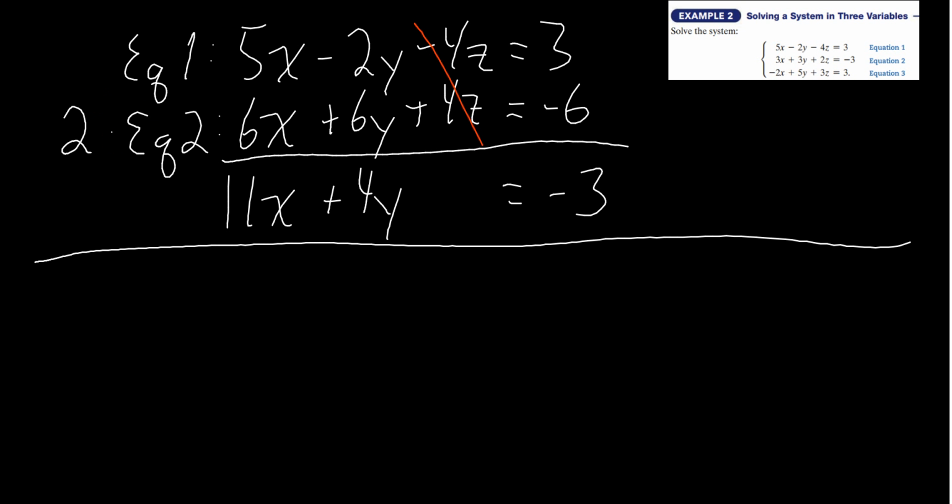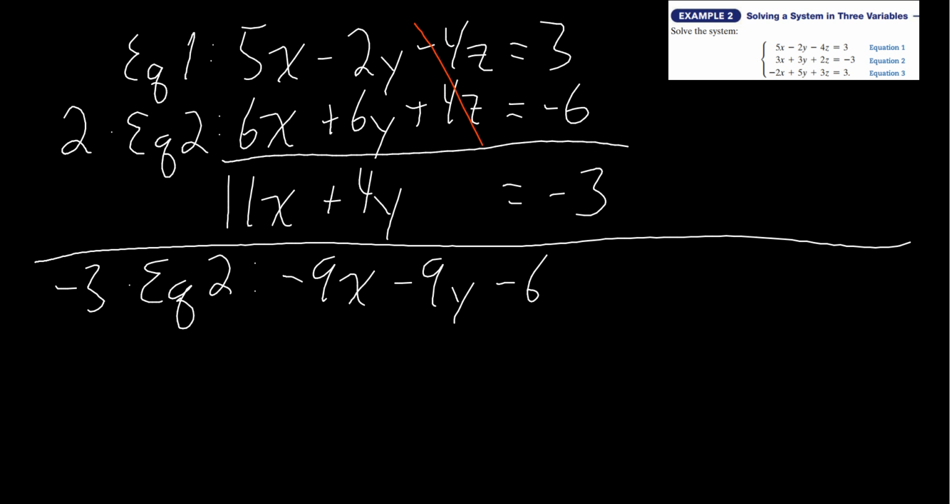Now, again, the whole point of this is I'm going to get rid of the z, and then I'm going to have 2 equations with 2 variables. This equation has an x and a y, and between equation 2 and equation 3, when I get rid of the z, I'll have an x and a y. Anyways, so I need to multiply the top one, it looks like, by -3. So I'm going to say -3 times equation 2. Okay, so that's going to be -9x minus 9y minus 6z, that's equal to 9.